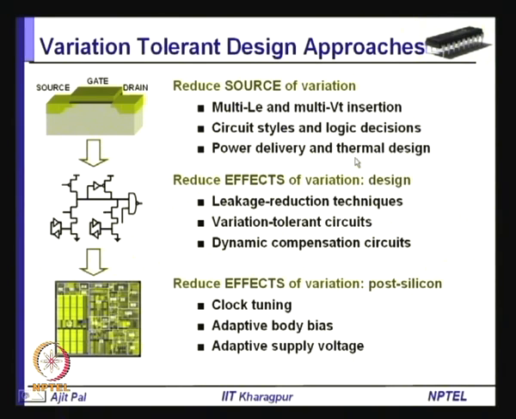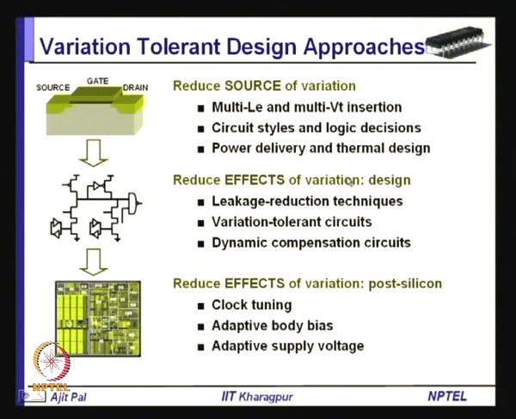So, it may so happen that a particular area is more heated. So, you have to use thermal design, that means the placement and routing ought to be done in such a way that the hot spot does not occur, and the heat dissipation from different parts is more or less uniform. Second technique is reduce effects of variation.